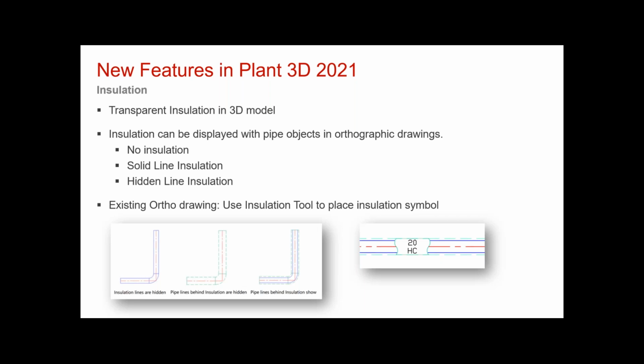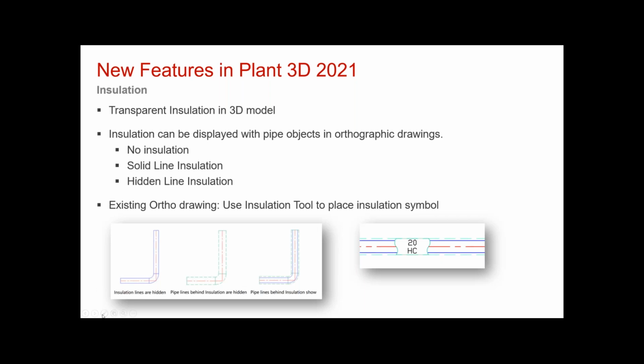Customers have been asking, can we have the insulation shown up in the orthographic drawing? Yes, it's possible from Plant 3D 2021. So what are the things that we have included here? So you can have a transparent insulation in your 3D model. You'll see that in the next slide, the image of it. And then with respect to insulation, insulation can be displayed for your piping objects. And you have 3 different options on how you want to show your insulation. So you can see a picture down here.